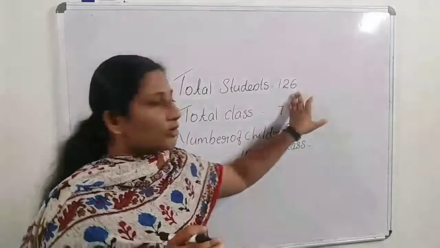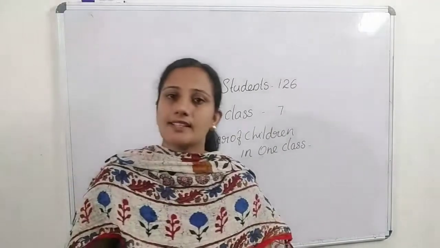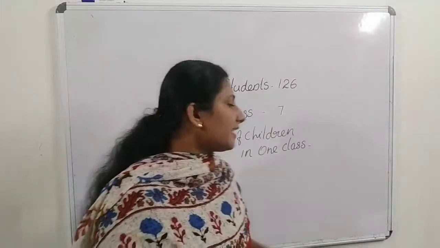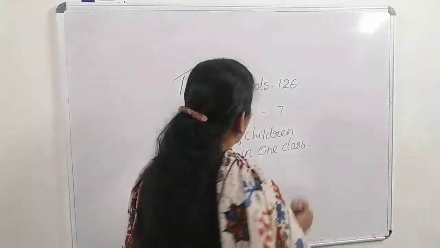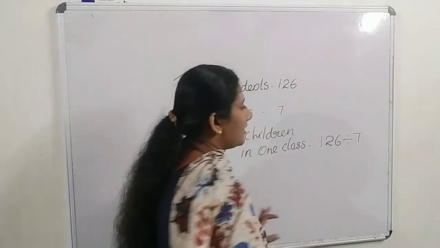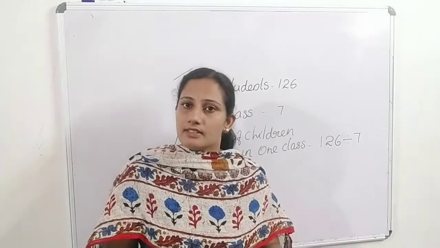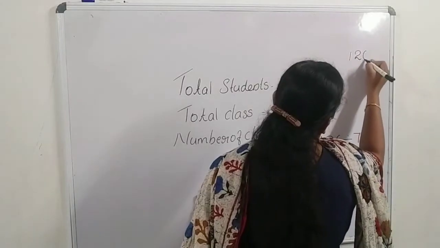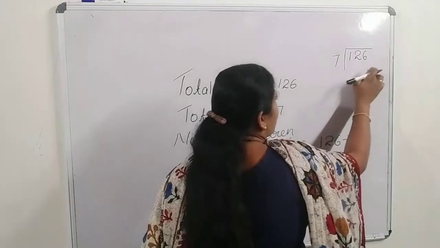Here, total students are 126. Then total classes. How many classes are there? Yes, there are 7 classes. So the number of children in one class. Let us divide 126 by 7. They are divided equally, so the same number in each class. So let us divide 126 by 7, where 7 is the divisor.